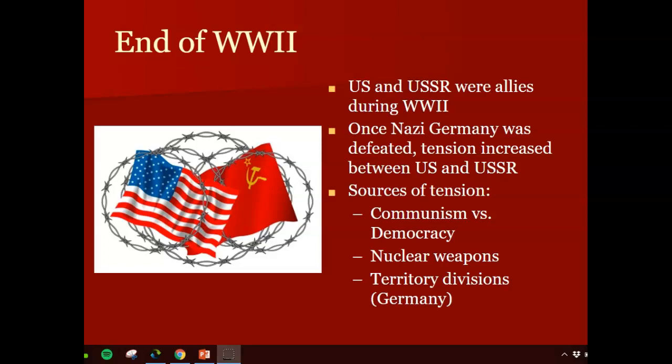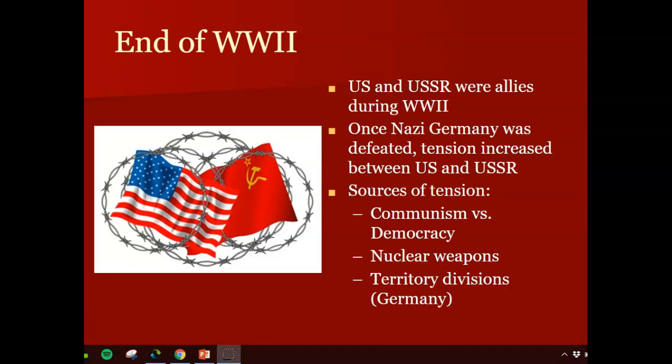Another source of tension were nuclear weapons that we'll talk about here at the end of this lecture. Having nuclear weapons meant that after about 1949 or so, both the United States and the Soviet Union could destroy each other and perhaps even destroy all the life on the planet.